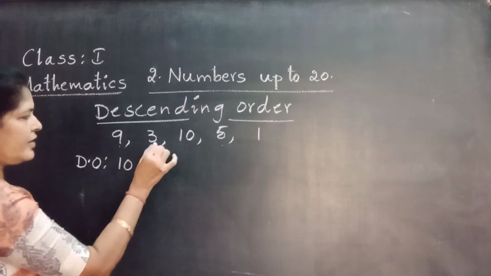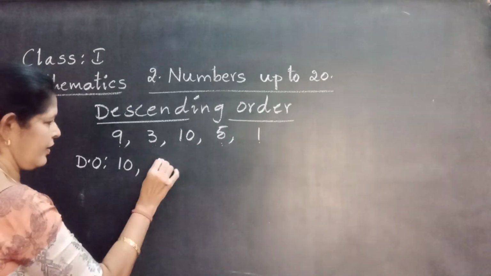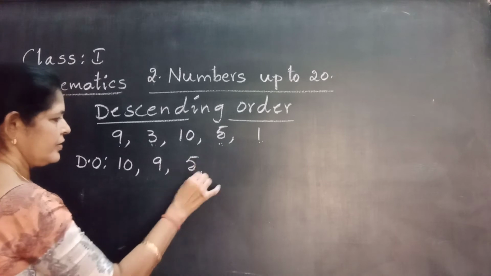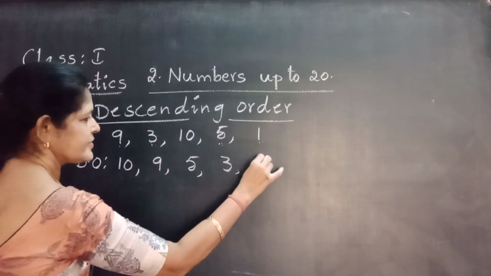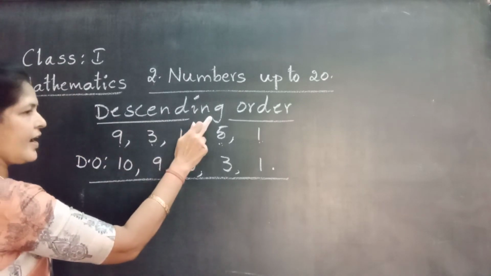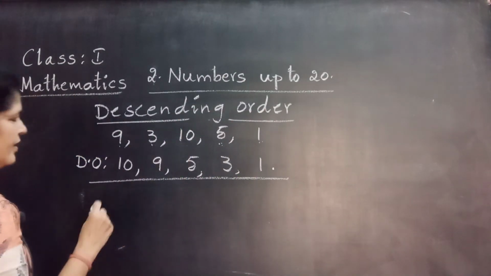Next, 9, 3, 5, 1. 9. Next, 3, 5, 1. 5. Next, 3. Next, 1. Now, the given numbers are in descending order, decreasing order.